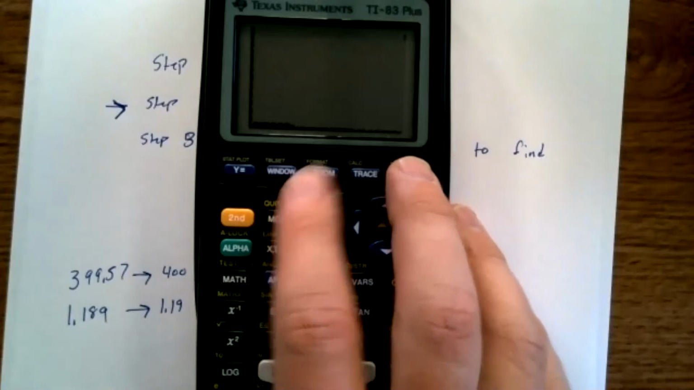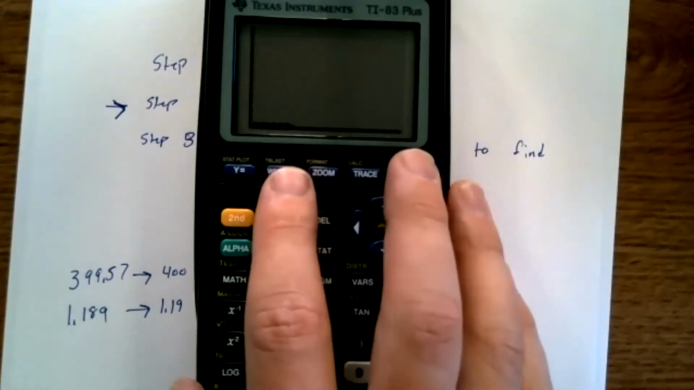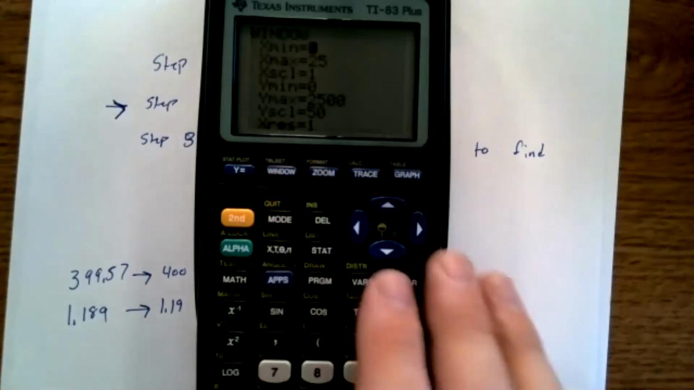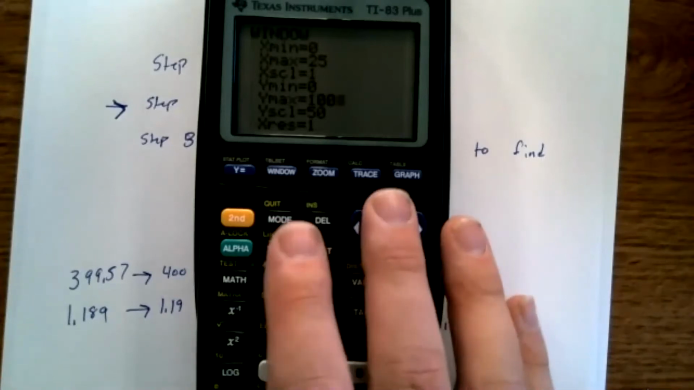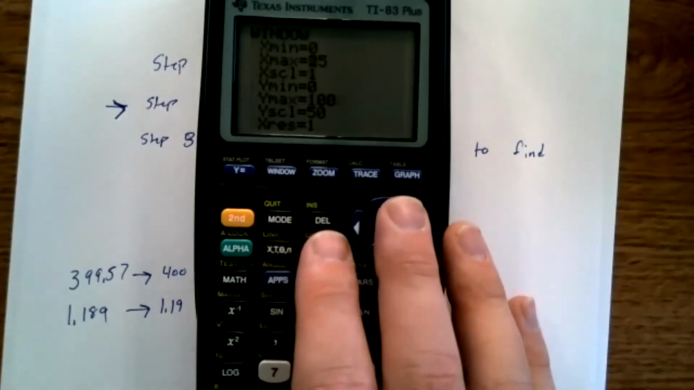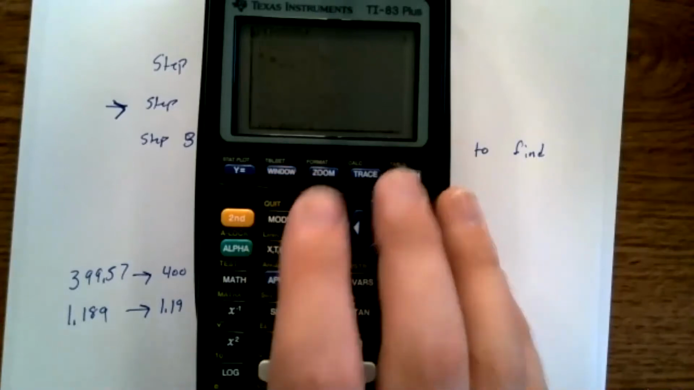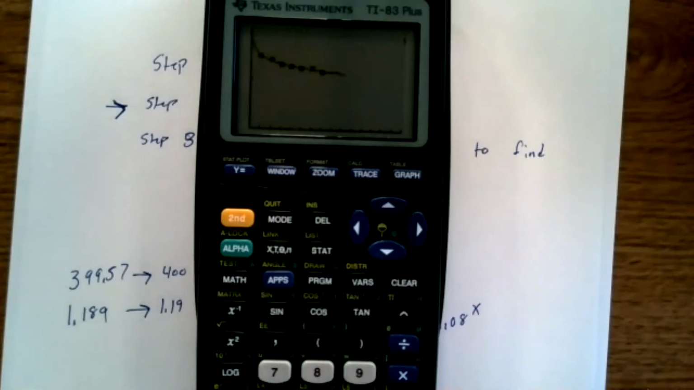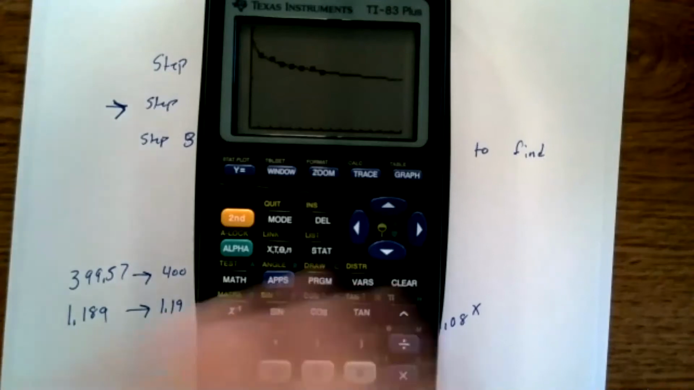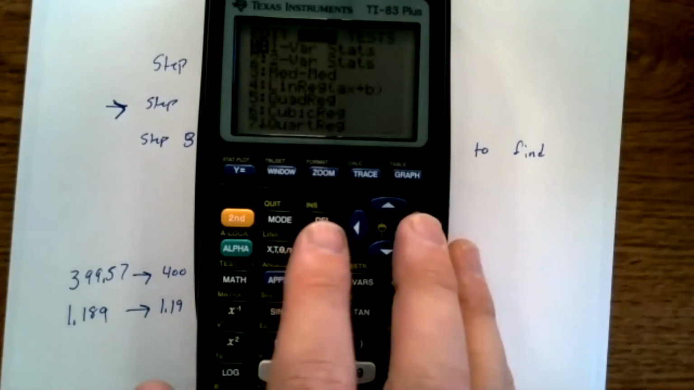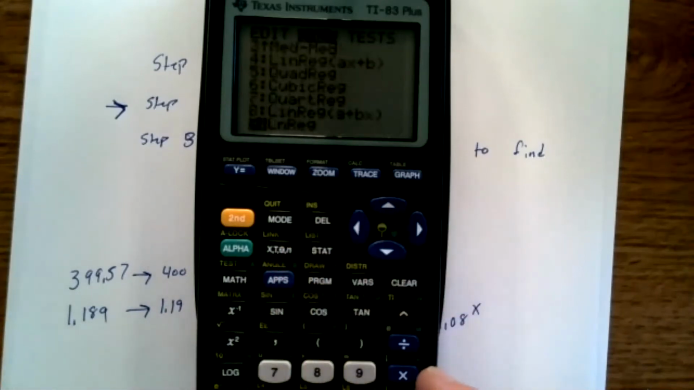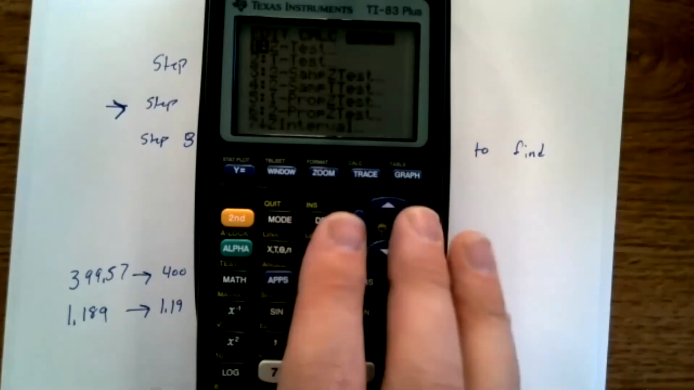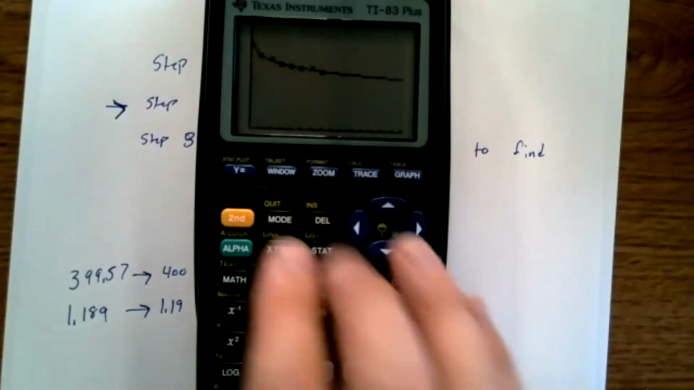Oh, I gotta adjust my scale. Window. Call that 100. Go to 15 there, see if we can get a better version of it. There's my data. You can see the modeling equation. You hit stat again, then you go to calc, then you hit natural log regression. Okay, and then I have my graph right there.